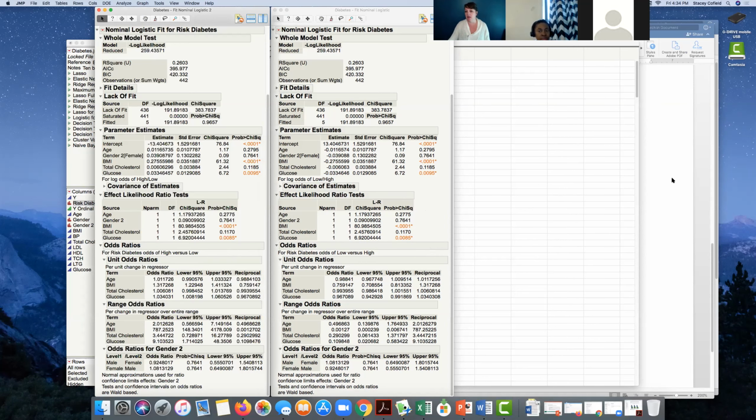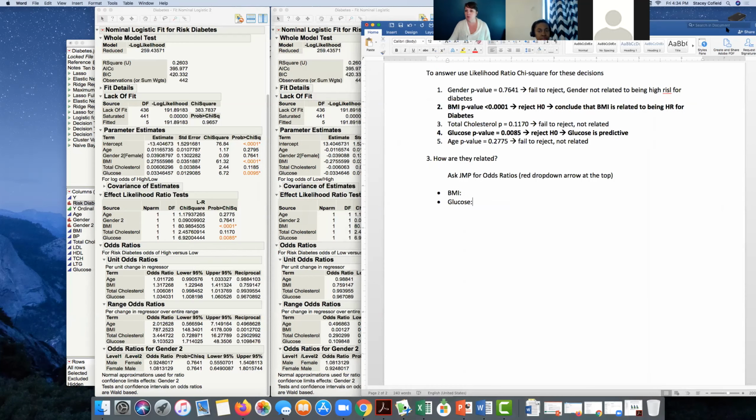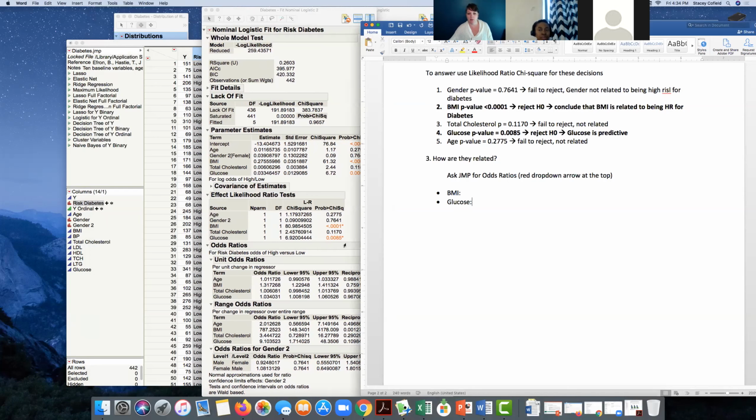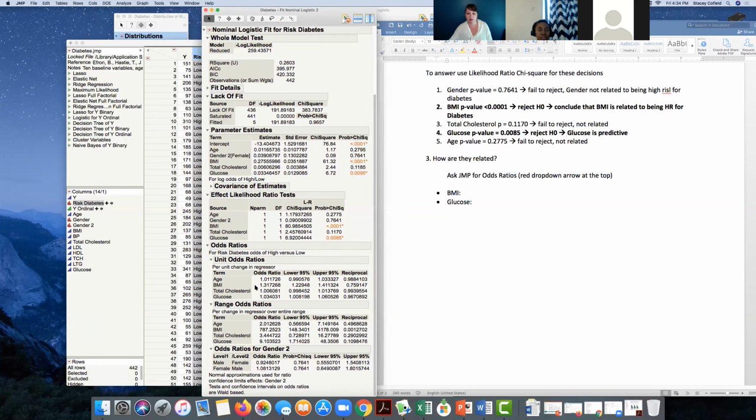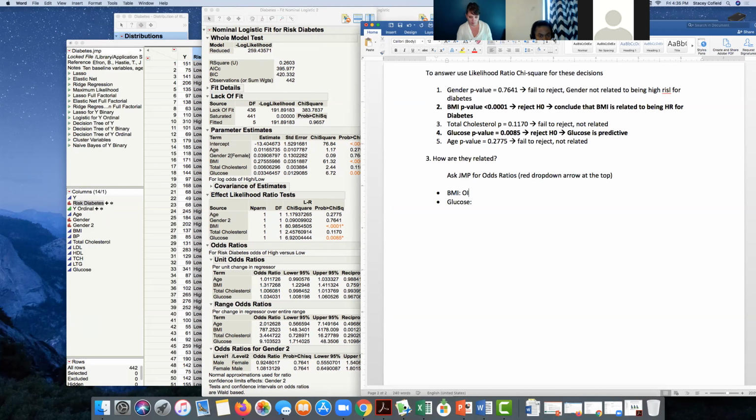In this case, we're more interested in predicting somebody's risk for being in the high risk category, or the likelihood of them being in high risk. So we'll use this one for the interpretation. What I can see here is that for my BMI, which was significant, I have an odds ratio of 1.3. And I have a 95% confidence interval, and we'll talk about that in just a second, of 1.2 to 1.4.